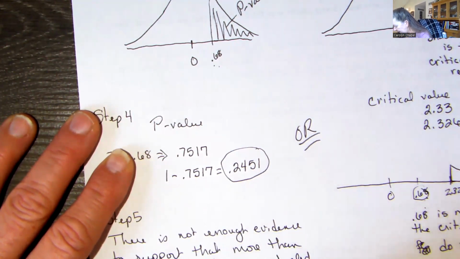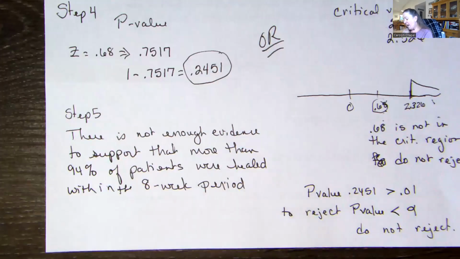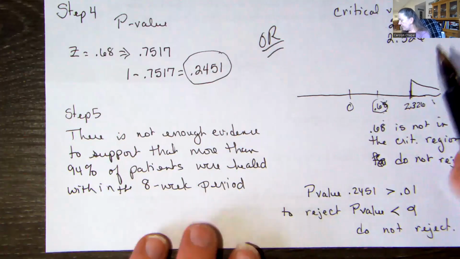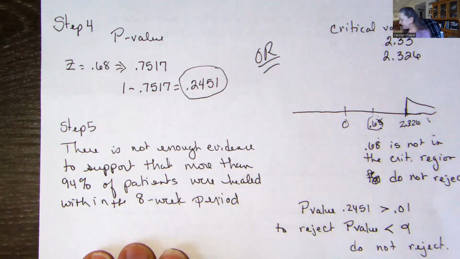Sorry about my sloppy handwriting. And you'll notice that our p hat was 0.95. It was not big enough to say more than 94. It's too close to 94 to say that it's more than 94. So that's what happened.